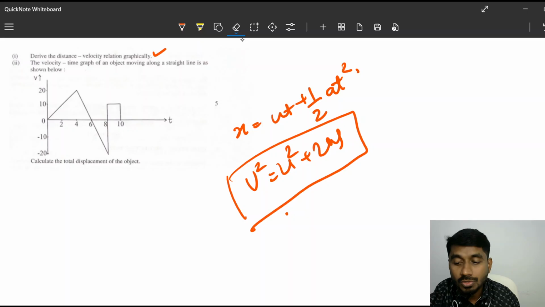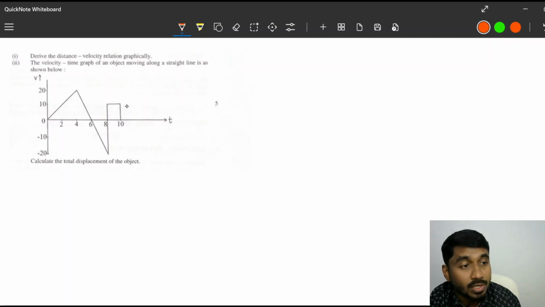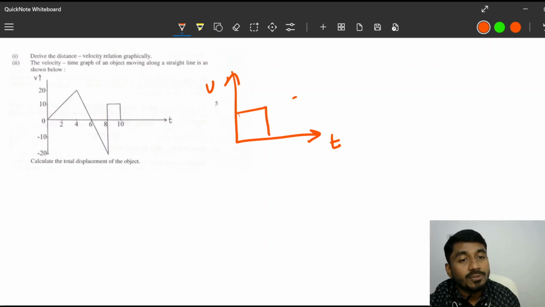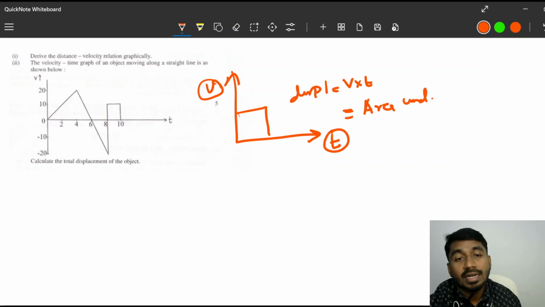Now I am asking you to find the velocity time graph of an object moving along a straight line is given below. You need to find the total displacement. And we know that if the velocity time graph is there, okay, whether it is any shape, if you want to find the displacement, we know that displacement is equal to velocity into time. So here y-axis into x-axis means it is the area under the curve. Area under curve. Clear?